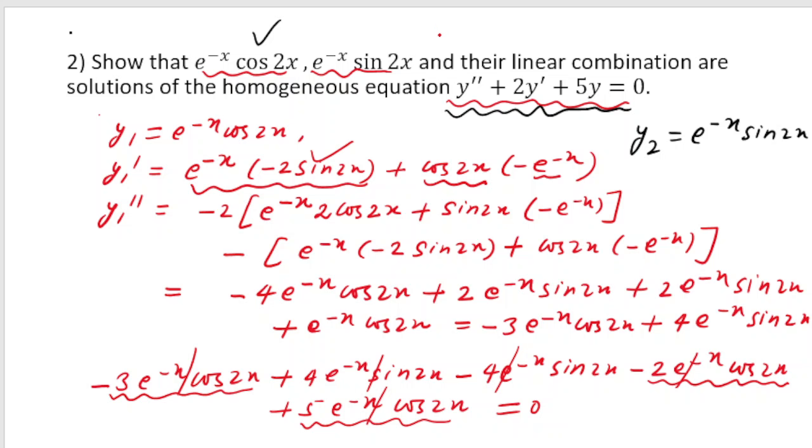So what will be the linear combination? You have to take the linear combination like c1 into the first term, that is y1, so e to the power minus x cos 2x plus c2 e to the power minus x sine 2x, right? So this linear combination will also satisfy this linear differential equation.